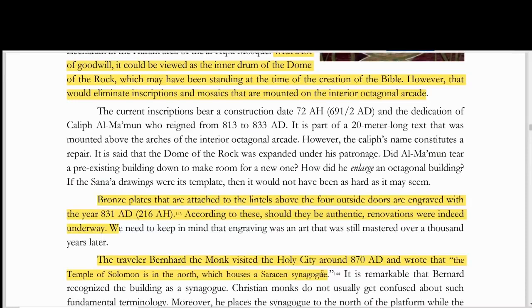It is said that the Dome of the Rock was expanded under his patronage. Did al-Mamun tear a pre-existing building down to make room for a new one? How did he enlarge an octagonal building? If the Sana's drawings were its template, then it would not have been as hard as it may seem.